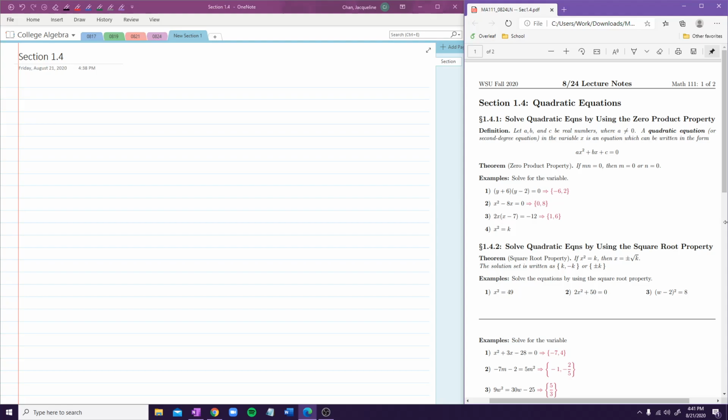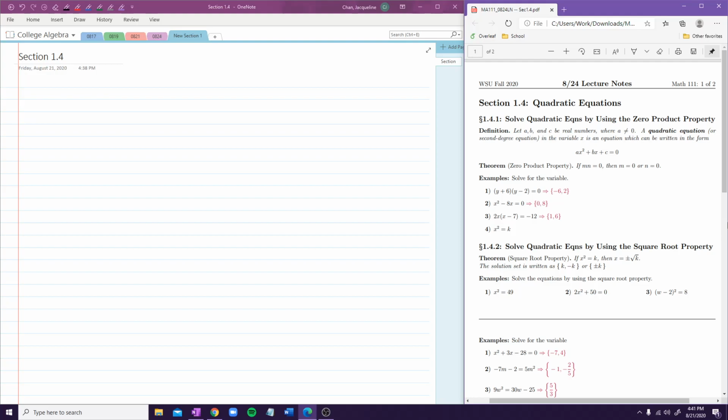For this lecture, we will be covering the first half of section 1.4, which is all about quadratic equations. So first off, what is a quadratic equation? Let a, b, and c be real numbers where a does not equal 0. Therefore, a quadratic equation, or a second degree equation in the variable x, is an equation which can be written in the form ax squared plus bx plus c equals 0.